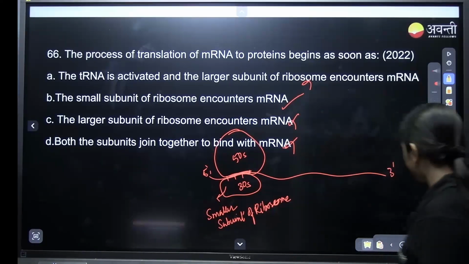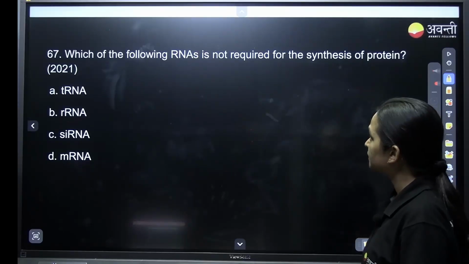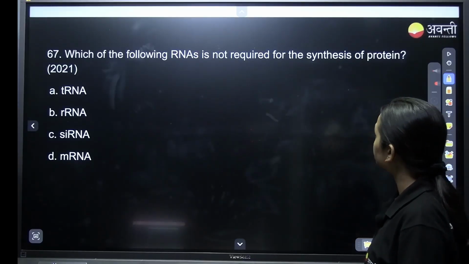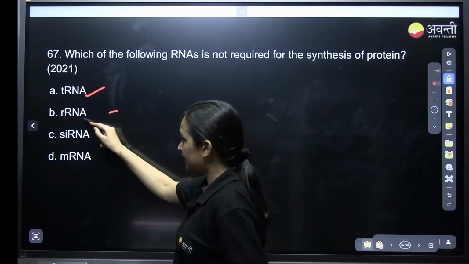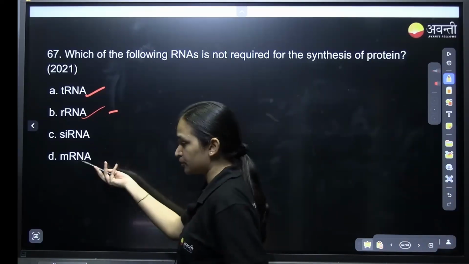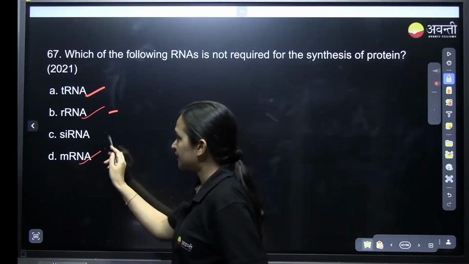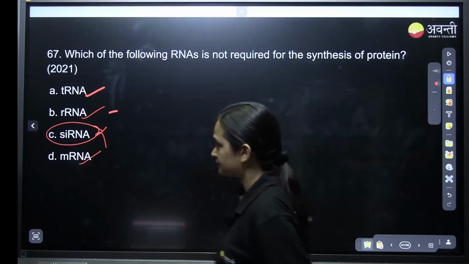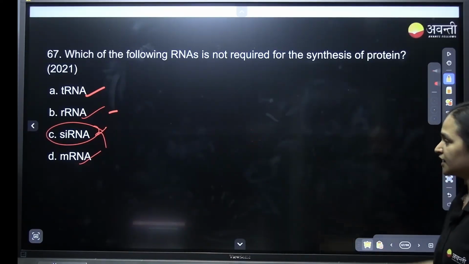Always remember. Which of the following RNAs is not required for the synthesis of protein? tRNA is required, rRNA, which is ribosomal RNA, is required for the ribosome, mRNA is required, that is the template, and siRNA is not required. Understanding? Small interference RNA is not required. C is the correct answer.